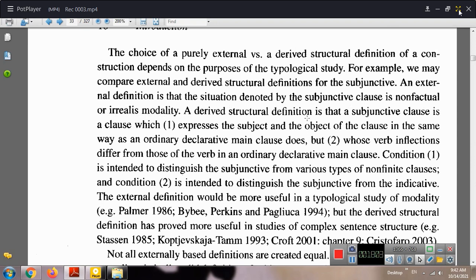A derived structural definition is that the subjunctive clause is a clause which, one, expresses the subject and the object of the clause in the same way as an ordinary declarative main clause does, but two, whose verb inflections differ from those of the verb in an ordinary declarative main clause. Condition 1 is intended to distinguish the subjunctive from various types of non-finite clauses, and condition 2 is intended to distinguish the subjunctive from the indicative.